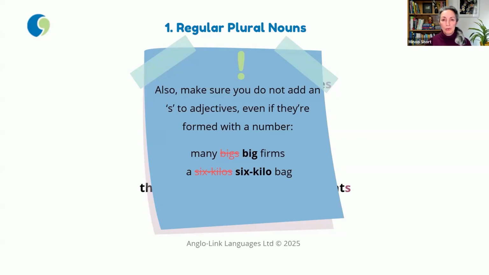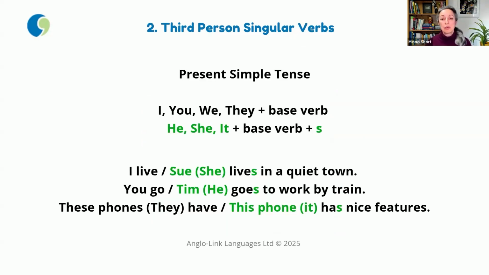So let's move on to the second use of the letter S, which is third person singular verbs. Right, as you know, when we conjugate the present simple tense with I, you, we, and they, we just use the base verb, but with he, she, and it, we need to add an S to our base verb.